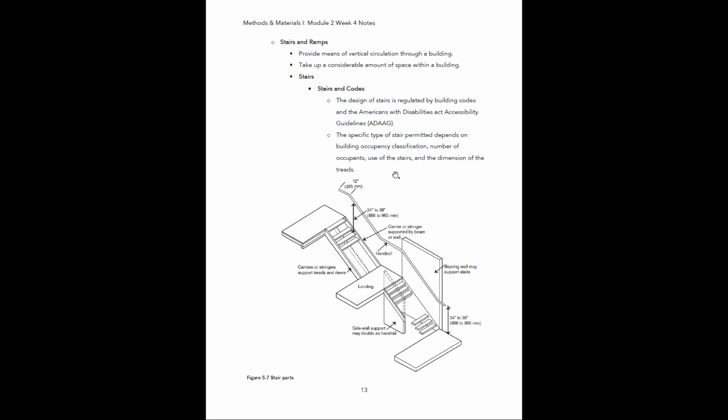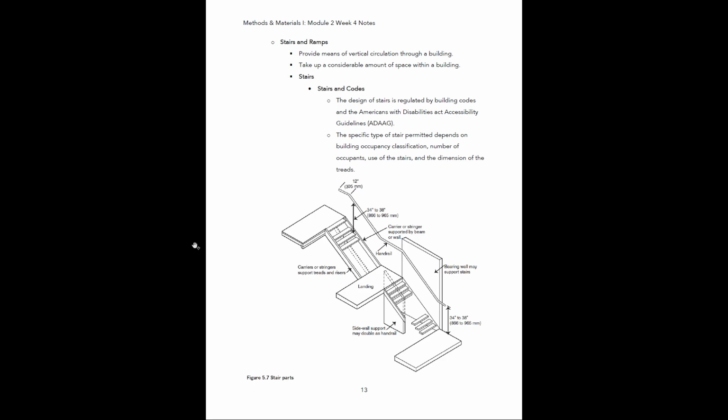The types of stairs permitted depends on building occupancy classification, number of occupants, use of the stairs, and the dimension of the treads. All right, so you're going to be allowed to use certain types of stairs in a residential setting versus a commercial setting. And then also, if you have a commercial setting, depending on the occupancy type, which you probably learned about in your codes class, that's also going to dictate what type of stairs are allowed to be used. So, for example, spiral stairs versus straight run stairs or U-turning stairs, all that will be defined within the building code guidelines.